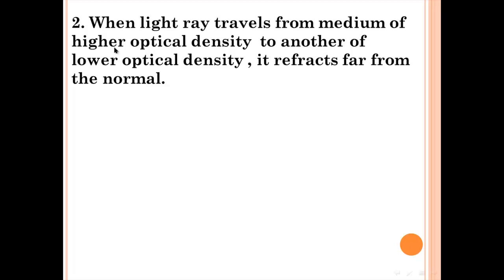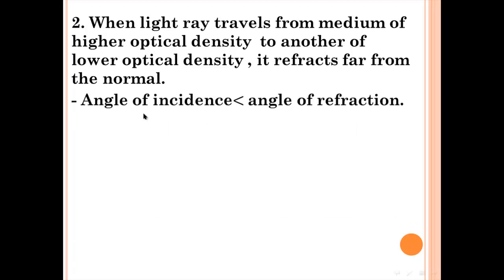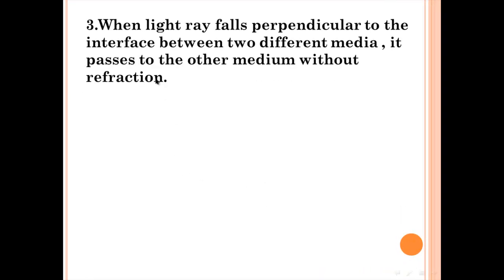Number 2. When the light ray travels from a medium of higher optical density to another of lower optical density, it refracts far from the normal. So, angle of incidence is smaller than angle of refraction. When the light ray is incident from higher optical density, like water, to lower optical density, like air, it refracts far from the normal. So, angle of incidence is smaller than angle of refraction. Number 3. When the light ray falls perpendicular to the interface, meaning the separating surface between two different media, it passes to the other medium without refraction.